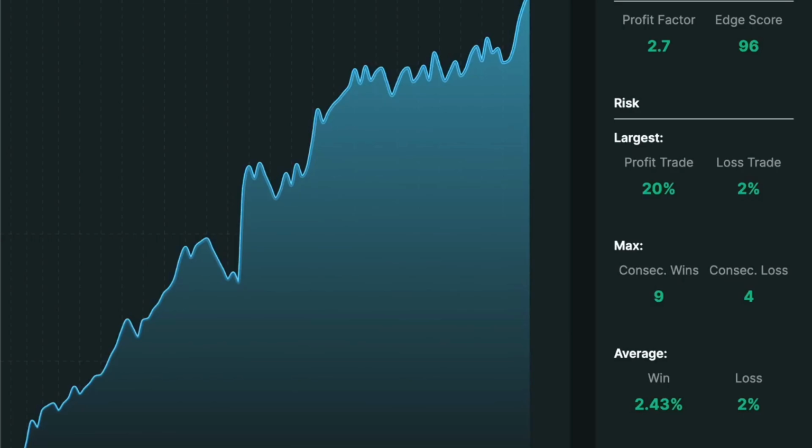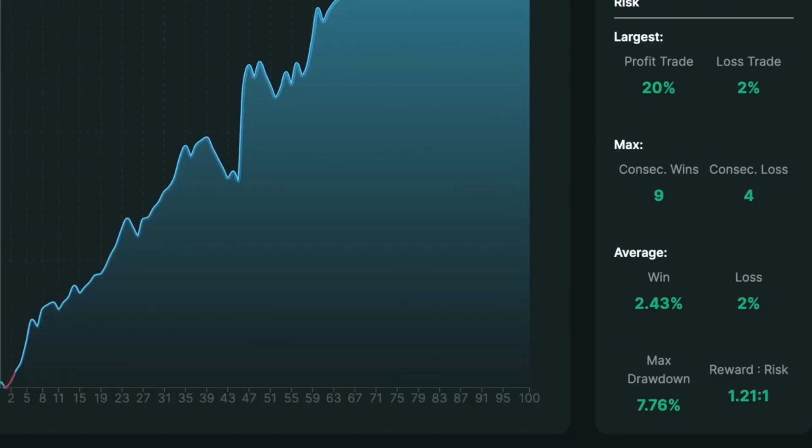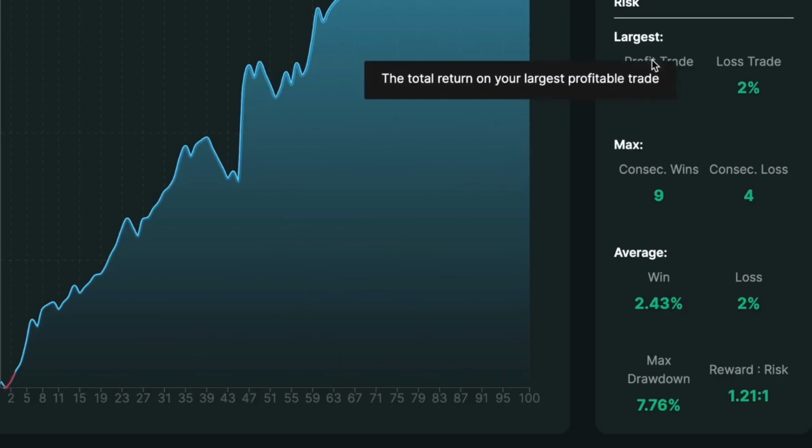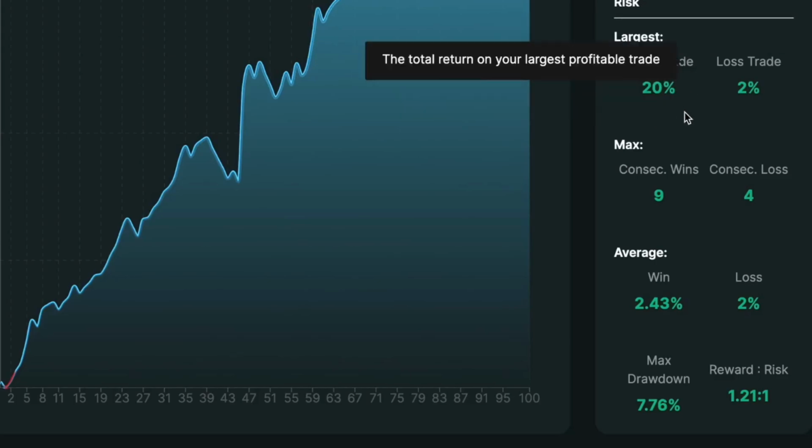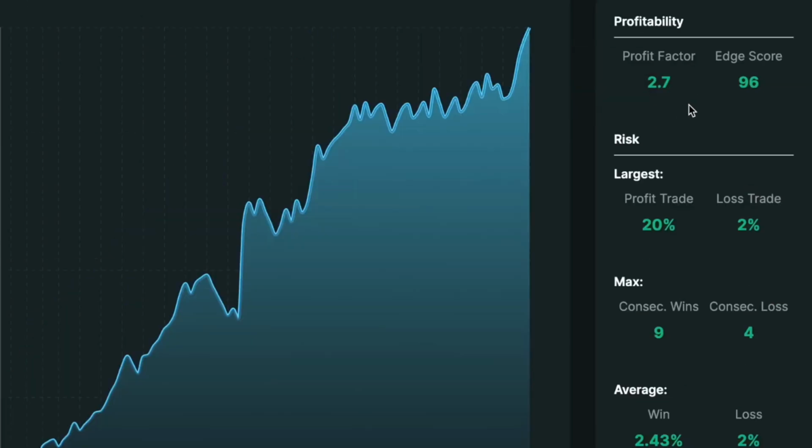Maximal drawdown recorded at 7.76%. And last but not least, the biggest profit trade was a 20% increase on the account. But remember, you can apply this strategy to various currency pairs for potentially even greater returns. Consider enhancing the strategy further by incorporating volume or volatility indicators to refine your entries and exits.